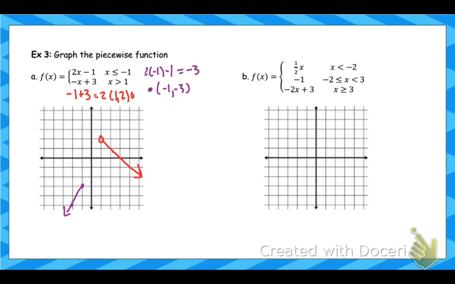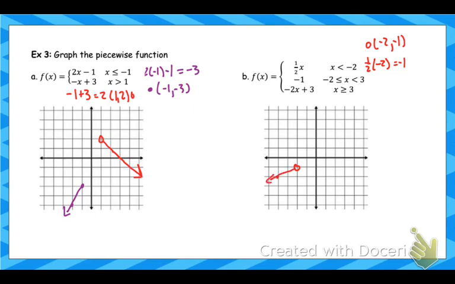All right, let's try the next one. Same idea, but this time there are 3 equations. So I'm going to graph the line 1/2 x when x is less than negative 2. I'm going to go ahead and plug in negative 2 just to see what that endpoint is. So 1/2 times negative 2 is negative 1. So negative 2, negative 1 is going to be an open circle on this graph. Everything to the left, because x is less than, has a slope of 1/2.